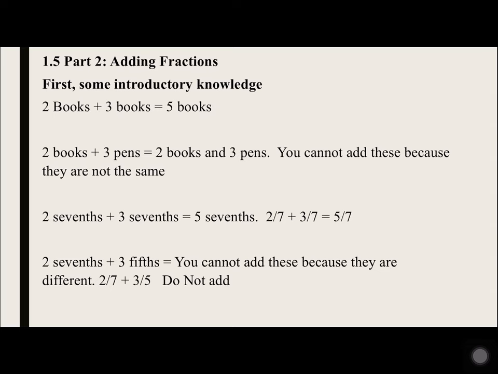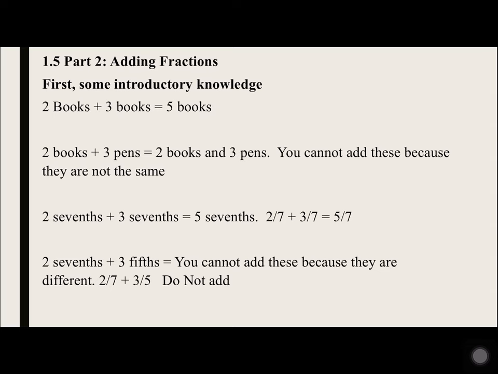The first one we had books plus books. Now we have books plus pens. They're different. You don't add them together. What about 2 sevenths plus 3 sevenths equals 5 sevenths? You can add those together. They're the same. So we write 2 over 7 plus 3 over 7 equals 5 over 7.